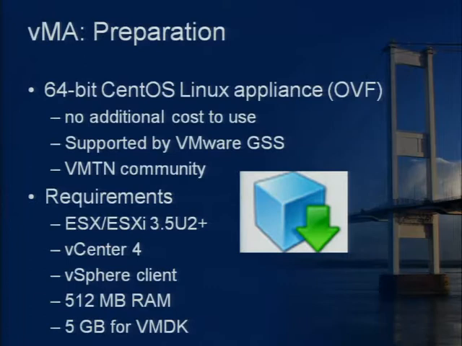There's some pretty low requirements. ESX 3.5 update 2. Hopefully people are beyond that. 512 RAM and a 5 gig VMDK. One thing to remember is that because it does support 3.5, it comes in VMware hardware version 4. So if you're in a vSphere environment, just take a look at that, upgrade it to version 7, so you don't get that daily report that tells you have a VM in hardware version 4.